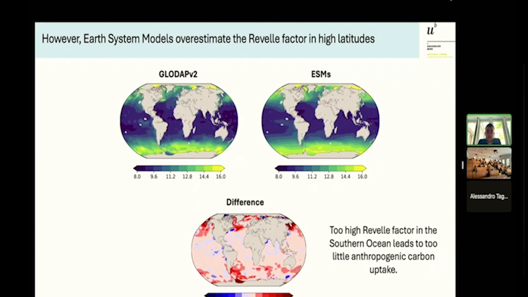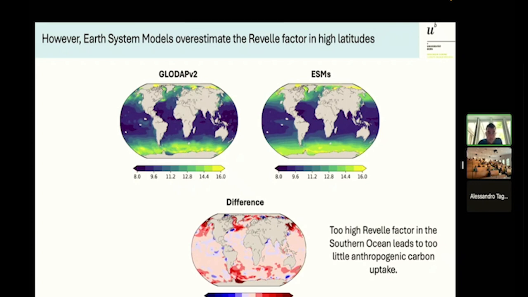In the Southern Ocean, the Revelle factor seems to be too high in the Earth system models, and in the North Atlantic and the North Pacific as well. And although these are quite small differences, they still affect the carbon uptake. So as the Revelle factor is too high, the models underestimate the uptake of anthropogenic carbon. So there should be an additional correction for the carbon sink in the Southern Ocean based on this too high Revelle factor. We found this after we published our results, so it's not in that paper, but we used it for correction of the global anthropogenic carbon sink in another paper from 2022.